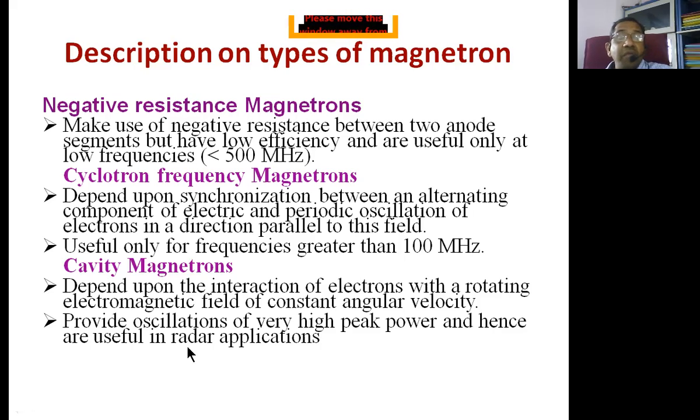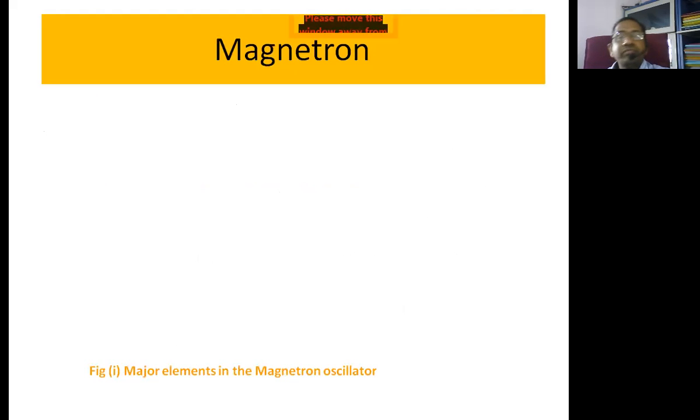So these cavity magnetrons provide oscillations of very high peak power and hence are useful in radar applications. Magnetrons normally generate high frequency signals at a high radiating power as well. Therefore, whenever we want to transmit signals over very long distances, we normally use magnetrons as oscillators in such applications.